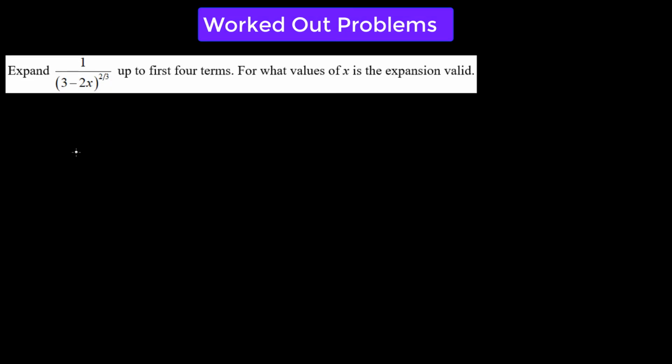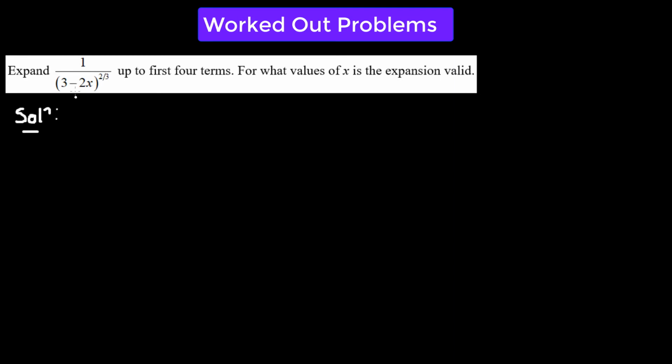In this question, we are given an expression 1 over (3 minus 2x) raised to the power of 2/3, and we have to expand it up to the first 4 terms and also find the values of x for which the given expansion will be valid. So let us begin by first simplifying the given expression.